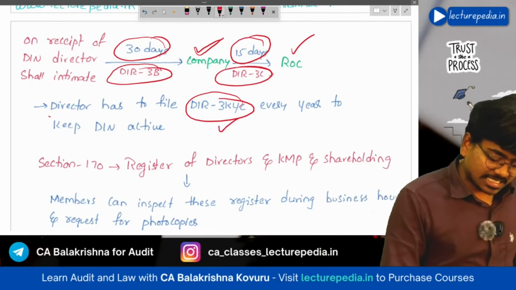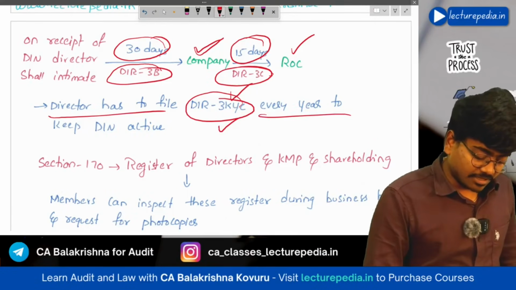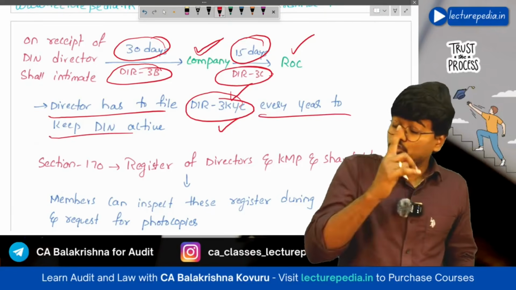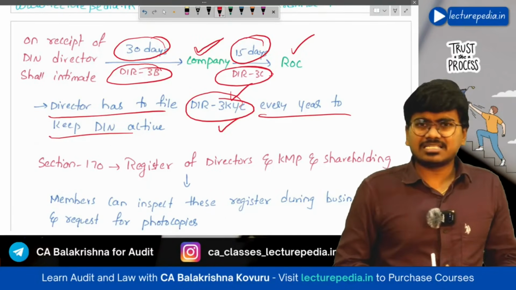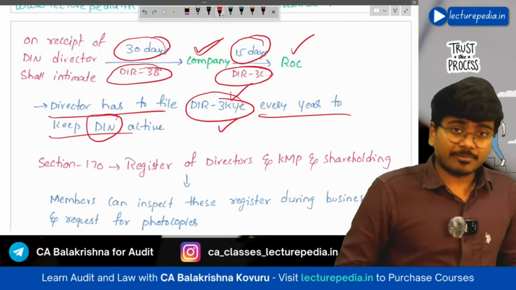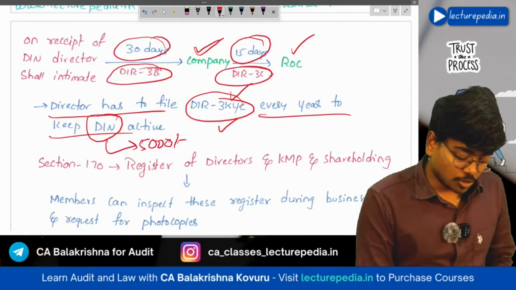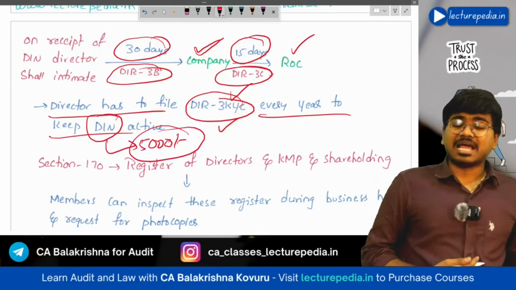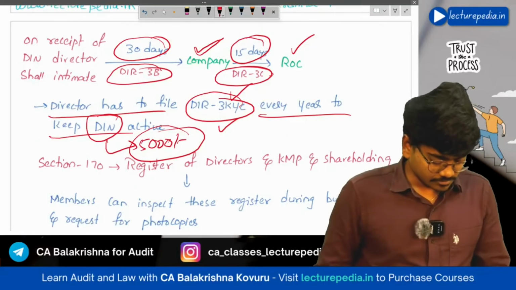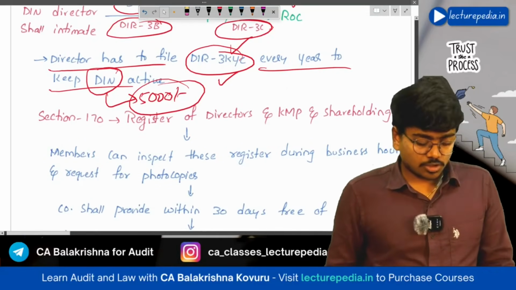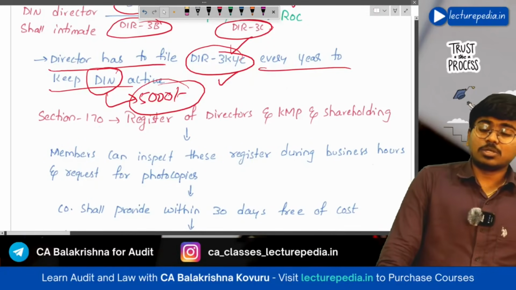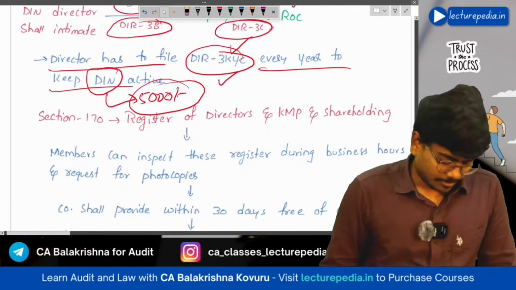So the director has to file DIR-3 KYC every year to keep the DIN active. If you don't file this DIR-3 KYC, your DIN will become inactive. Again, you will have to pay a penalty of 5,000 rupees to make this DIN active. Those were the provisions related to the director identification number.